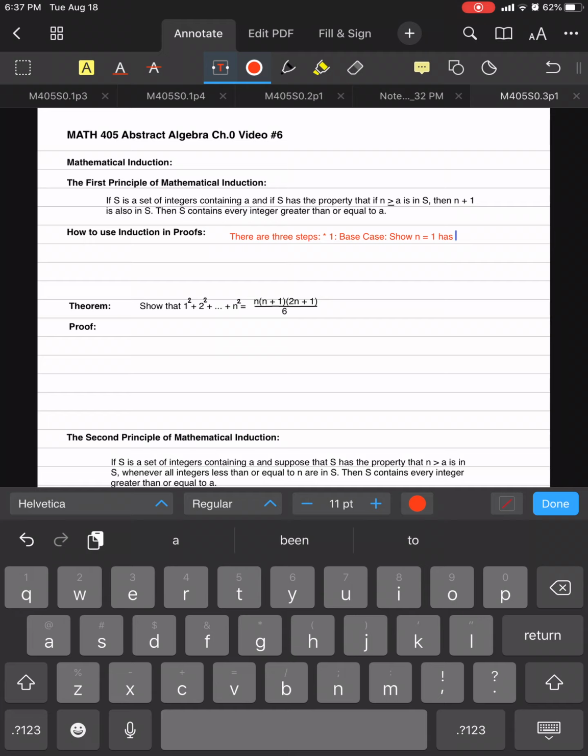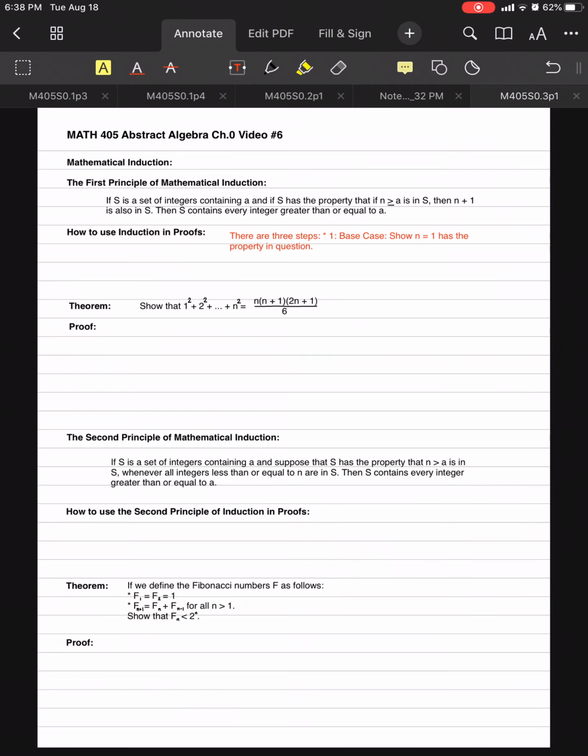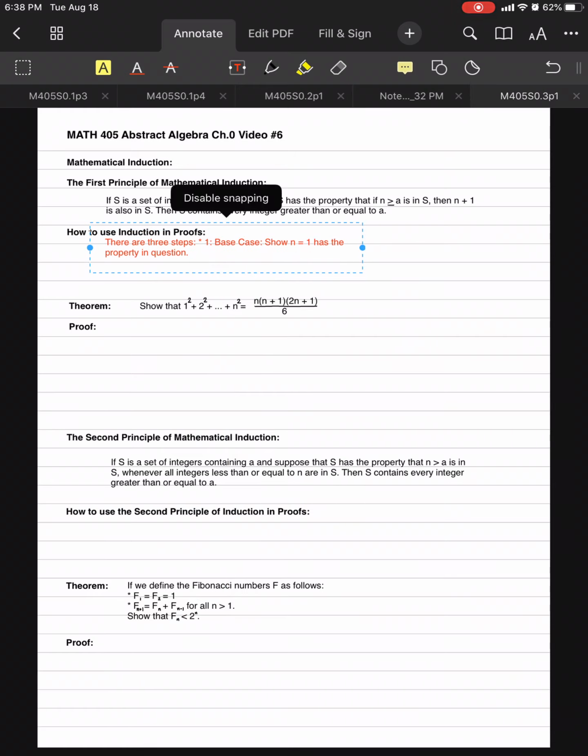And here, I mean property usually in the sense that we're talking about some statement of something that's true about the integers, rather than what they're talking about in set notation above. Okay, so that's our first step.